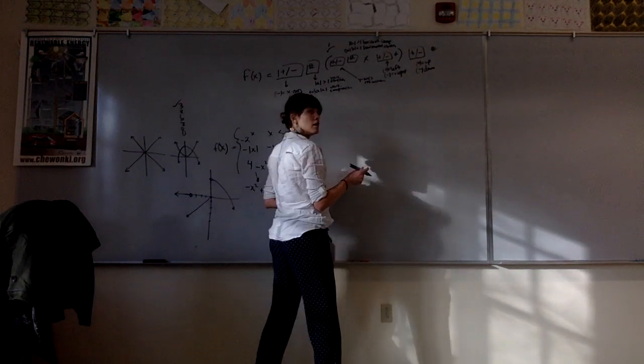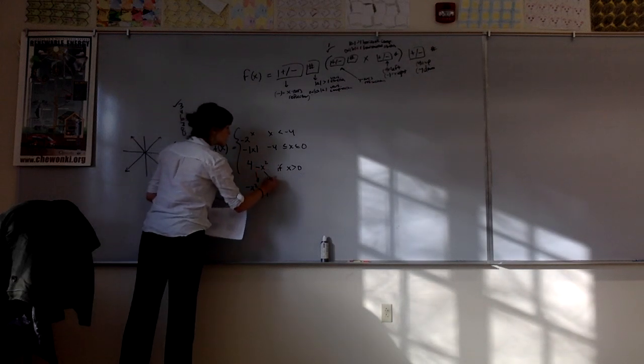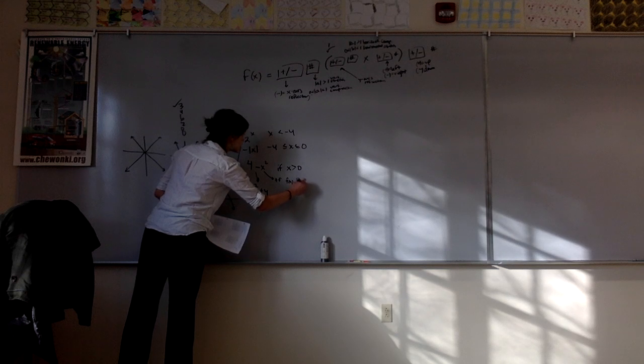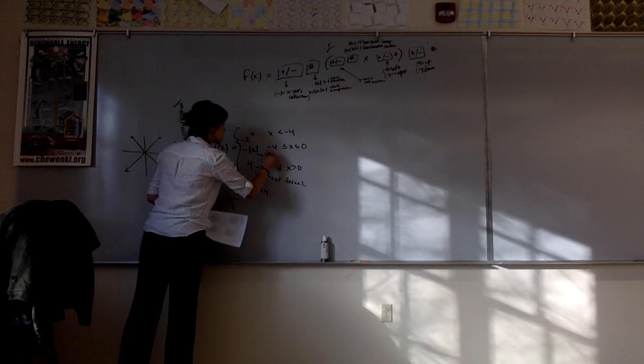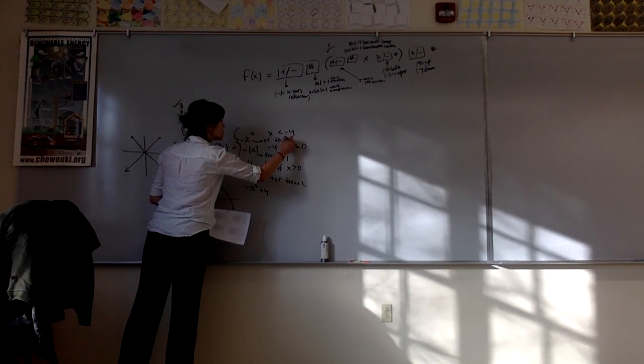What was the parent function for the last one though? The parent function for this one? So my parent function for this one was f of x equals x squared. Parent function for this one, f of x equals the square root of x. And my parent function for this one was f of x equals 2 to the x.